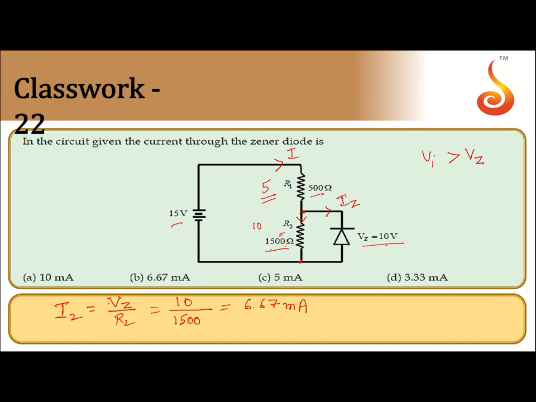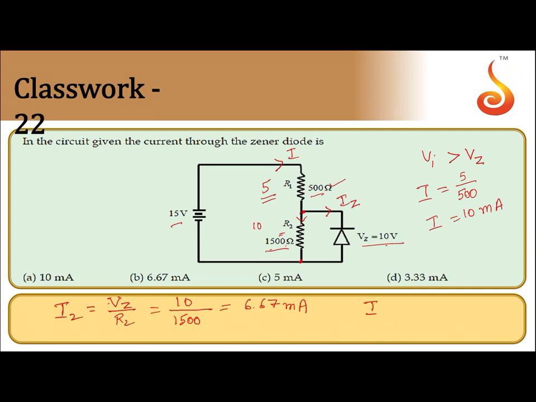Now the voltage across this is 5 and the resistance is 500. Then the current drawn from the battery, I, should be equal to 5 divided by 500, that is 10 milliampere. So I is 10 milliampere, I2 is 6.67.